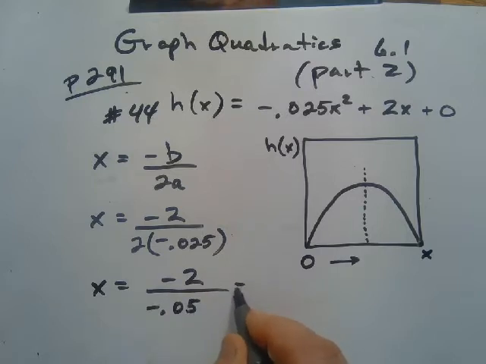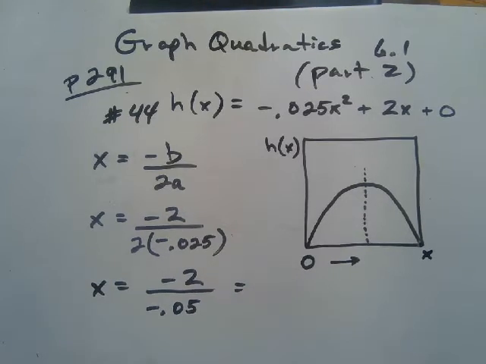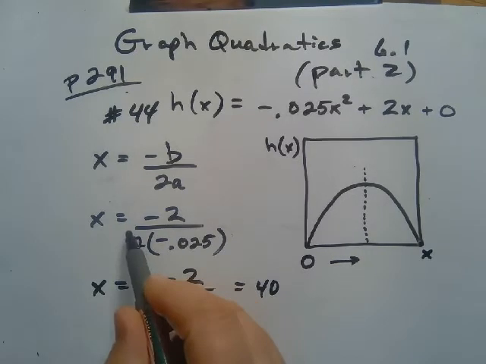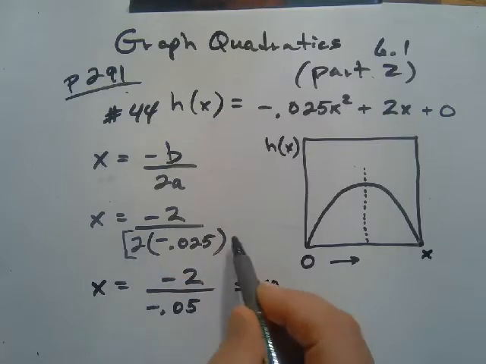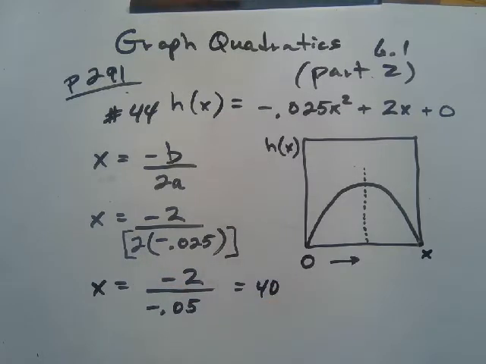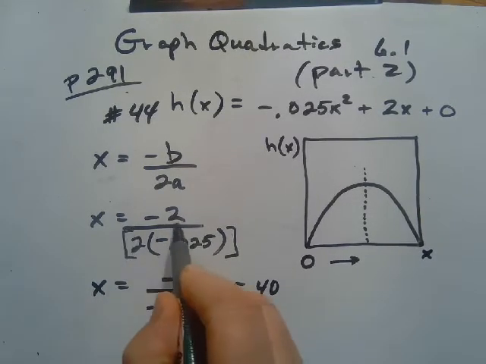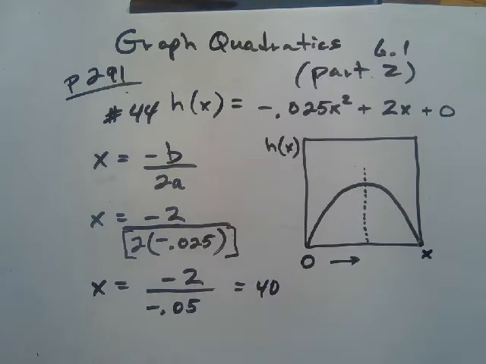So go ahead and punch that in your calculator, and you end up with negative 2 over negative 0.05, which turns out to be what? All right, so you end up with 40 there. If you did not get 40, make sure that you put the entire denominator in parentheses. Otherwise, your calculator will give you the wrong answer. Don't forget that fraction bar line here acts like a parenthesis, so you got to use your calculator's parentheses.